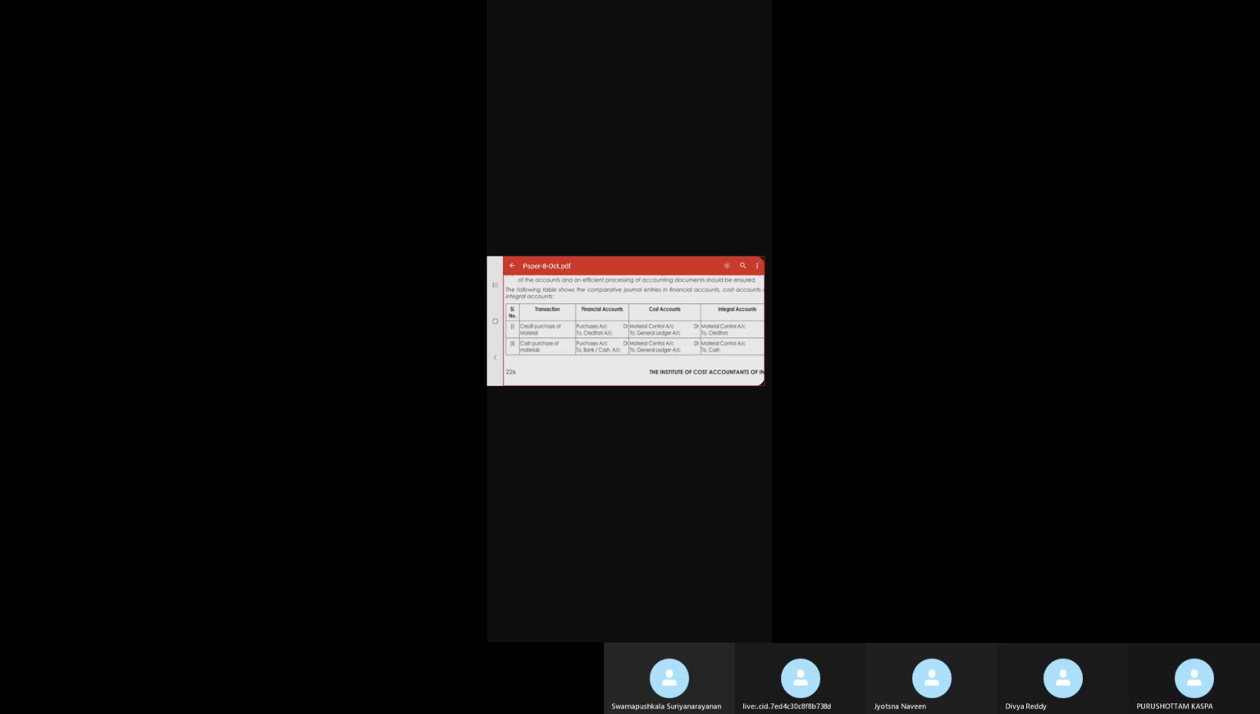A table is visible, no? Screen. Yes, sir. Credit purchase of material. So financial accounting purchases accounted are to creditors when goods are purchased on credit. In cost records, what we do, for materials we use the word material control account to general ledger adjustment account.